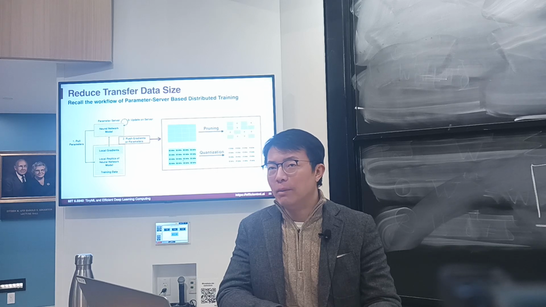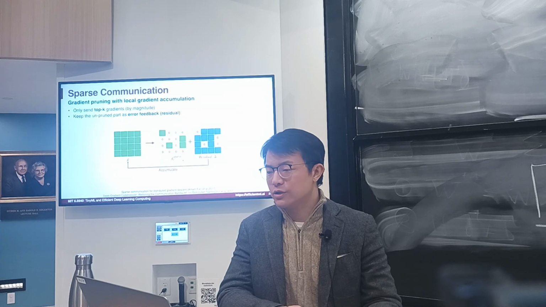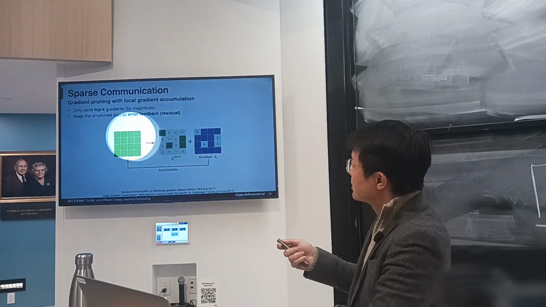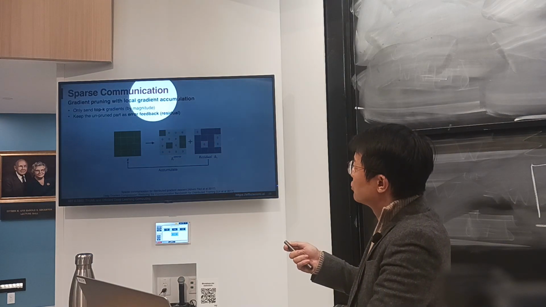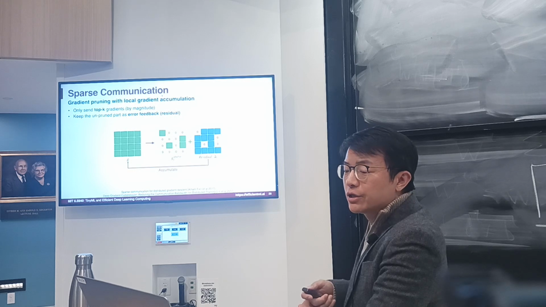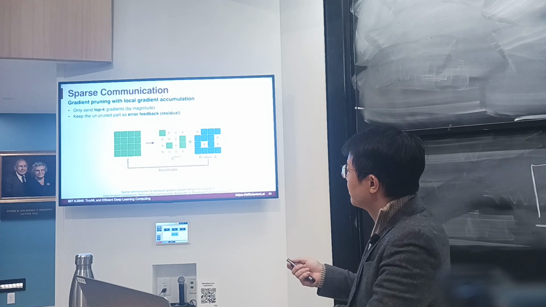Let's visit them one by one, and let's first visit the pruning and sparse communication approach. Let's discuss gradient pruning with local gradient accumulation. The idea is to only send the top-k gradients ranked by magnitude.